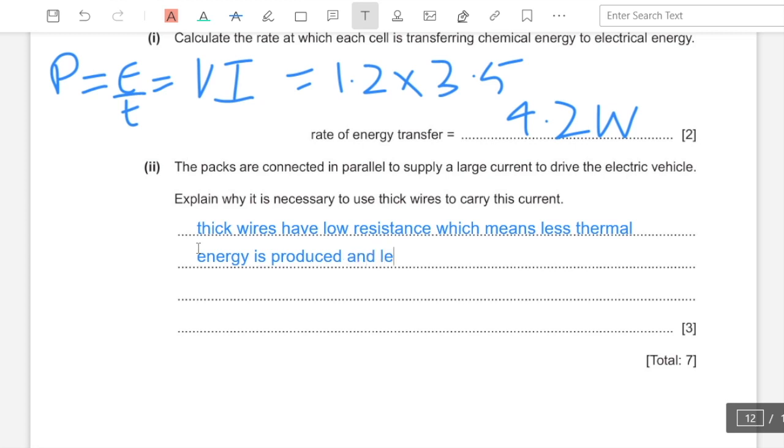And also less thermal energy is lost. And this makes the wires more efficient.